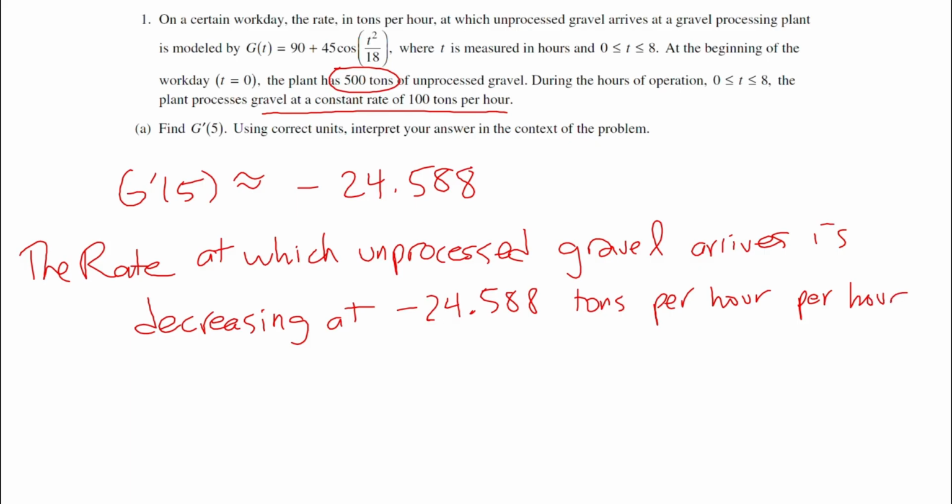And we'll say at t equals 5, right? Or we could say at hour 5 of the workday, or something to that effect. And that gives us 2 points here, 1 just for getting the value, and 1 for our explanation that's got the right units.